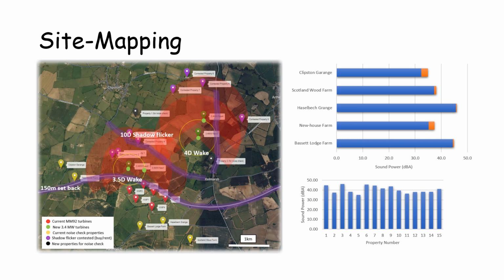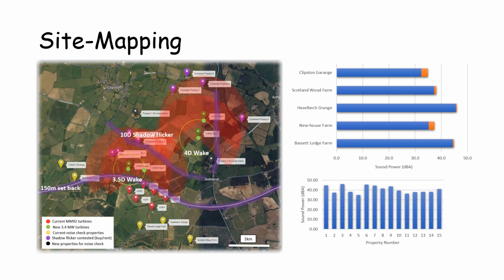To select the location of the turbines, the 10D shadow flicker distance with 100-degree leeway to the south, the 1.1 times tip height setback from roads and major power lines of 150 meters, and 3.5D and 4D wake interference with other turbines were considered. The contested properties marked by a purple marker are to be bought or rented.